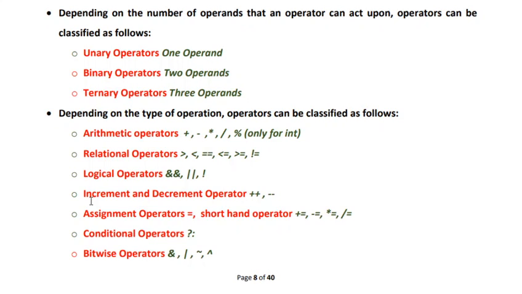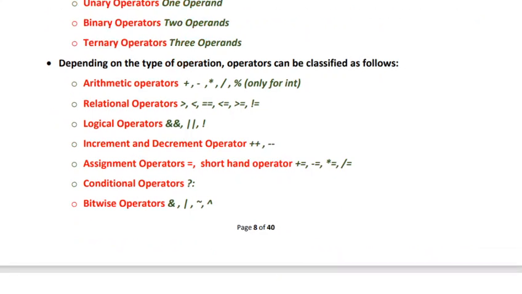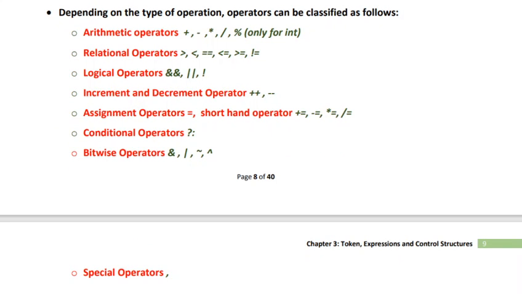Likewise we have bitwise operators: bitwise and, bitwise or, bitwise negation, and bitwise exclusive or. They perform bitwise operations on the values of the operands. Each operand is converted into its binary form, and then individual bits are selected to perform the operations. That's why it's called a bitwise operation. And we have a special operator called the comma operator, which is used to separate expressions.